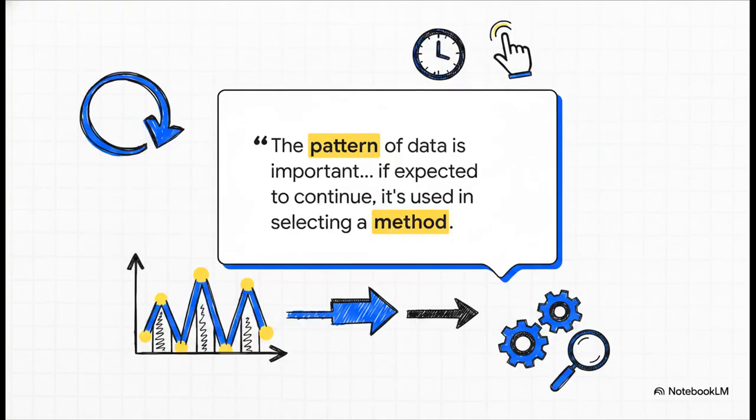You know, this quote from our source material just hits the nail on the head. It says it all. The pattern is everything. First, you have to understand the past. That understanding comes from identifying the pattern, and that pattern is what tells you exactly which forecasting tool to pick up.